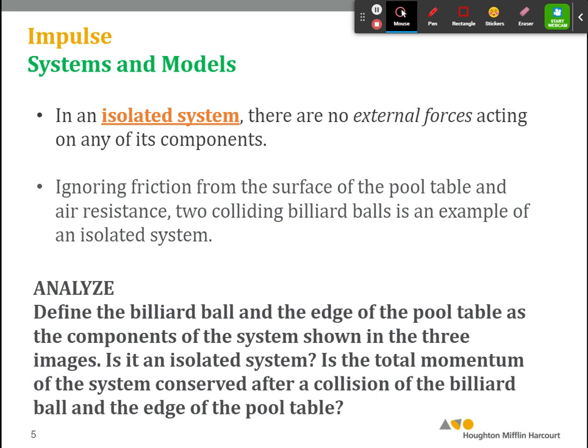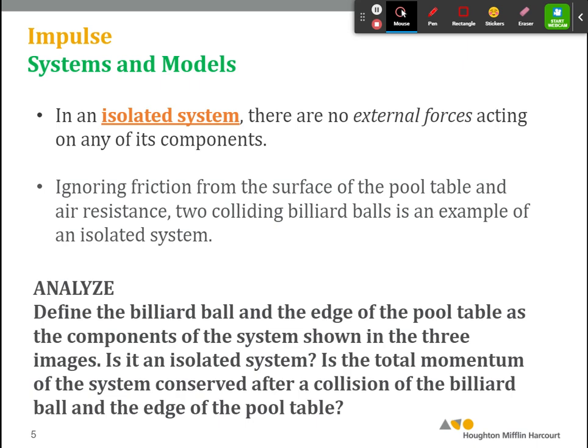If we ignore friction from the surface of the pool table and we ignore air resistance, so we're ignoring all friction forces, and you have two billiard balls or pool balls crash into each other, that would be an isolated system, because the only force is the force of those balls hitting each other. So ball A hits ball B, and ball B hits ball A. You have an action-reaction force pair there.